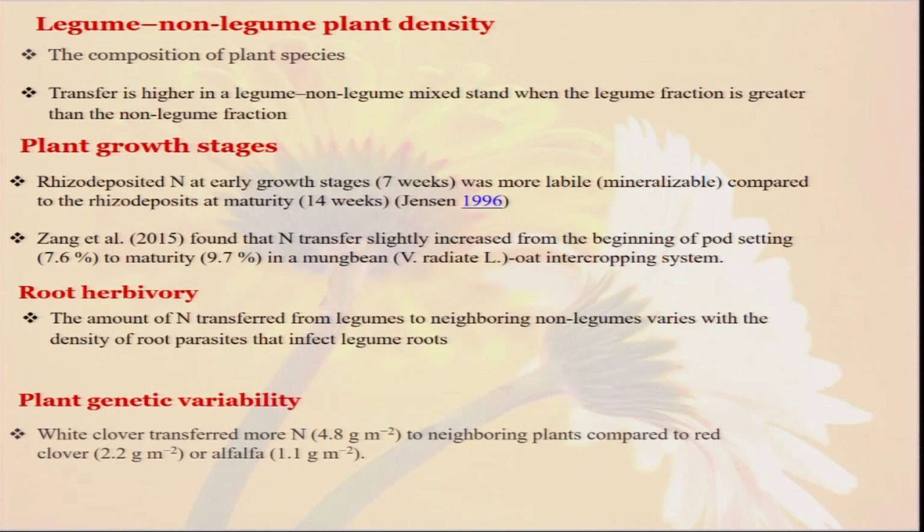Plant growth stage also matters. At the early growth stage nitrogen transfer is more likely, while at the later stage it is low. And root density: the amount of nitrogen transfer from legume to neighboring plants varies with the density of the roots. If the root density of the cereal is very low, it cannot absorb nutrients from the associated legumes. If there are lots of roots around the legumes, it can take more nitrogen from the associated legumes. And it is also genetic variability. Some plants can absorb more nitrogen than others. This always depends on the genetic variability within the plants present.